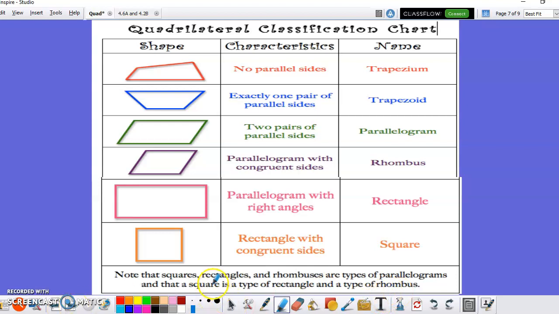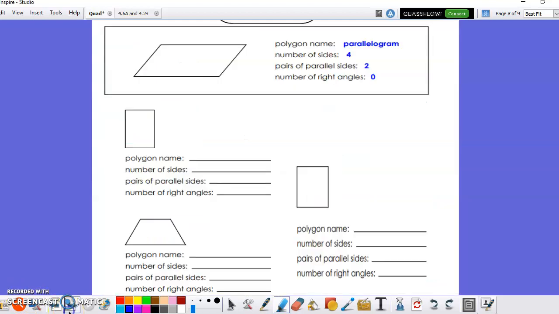A square can be a rectangle, but a rectangle can't be a square because a square has 4 equal sides. All the sides are equal. In a rectangle, all the sides are not the same. So that's why a square can be a rectangle, but a rectangle cannot be a square. So we have ways to classify different shapes here. Just a little practice that we did during the live lesson.